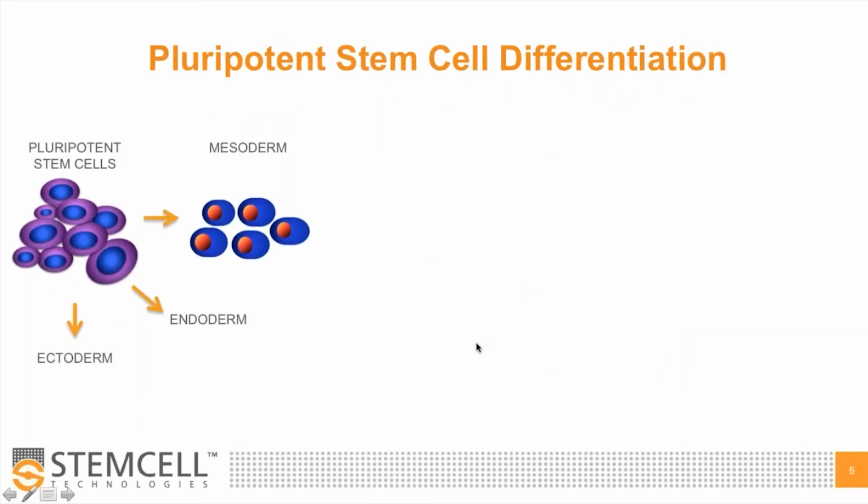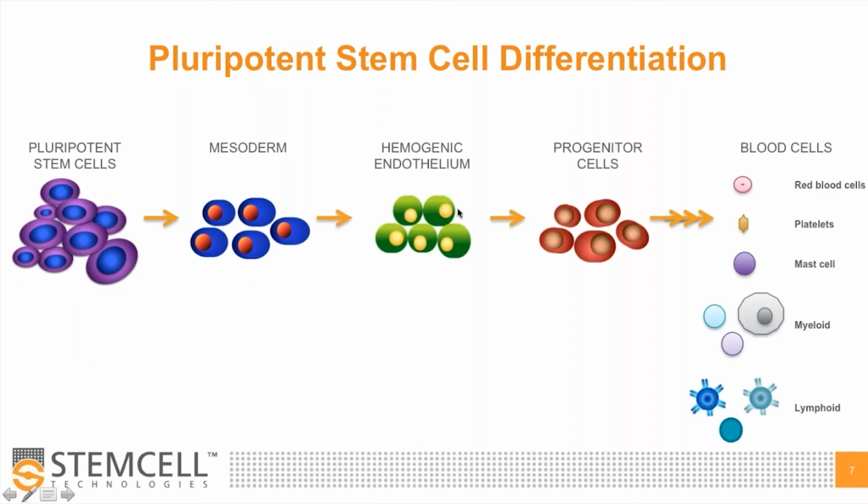Taking a step back developmentally speaking, pluripotent stem cells can differentiate into three germ layers: the ectoderm, or outer layer, the endoderm, the inner layer, or the mesoderm, which is the middle layer. The mesoderm specifically can go towards the hemogenic endothelial stage and further differentiate to the progenitor cell stage. And this can then give rise to different kinds of blood cells that you see here.